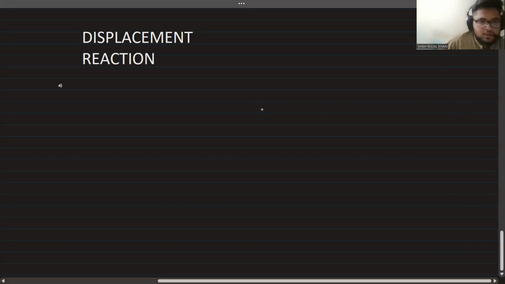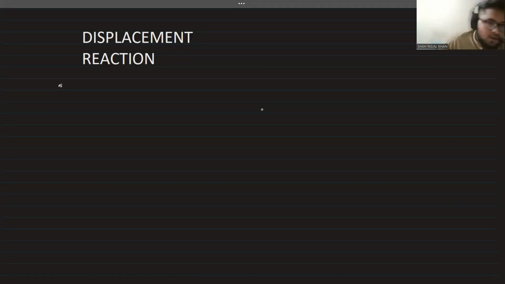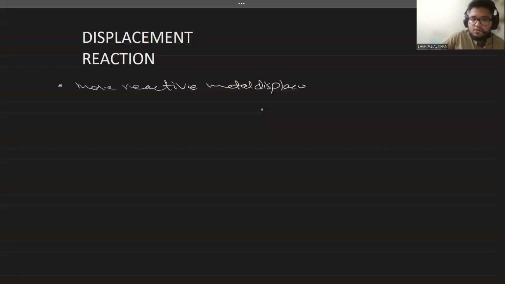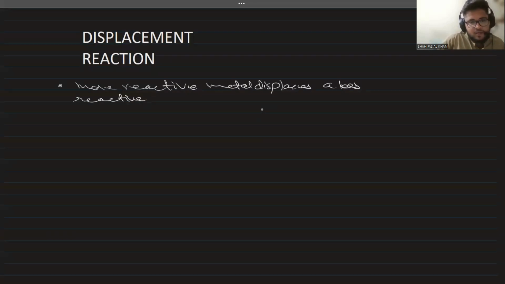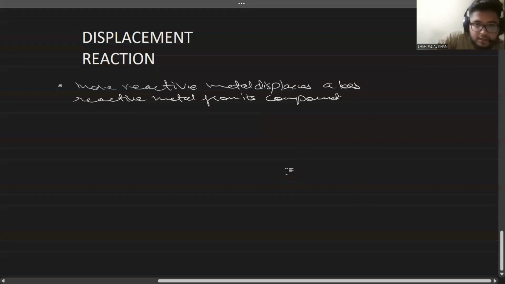So what is a displacement reaction? The definition of a displacement reaction is when a more reactive metal displaces a less reactive metal from its compound. Okay, so this is the definition of a displacement reaction.